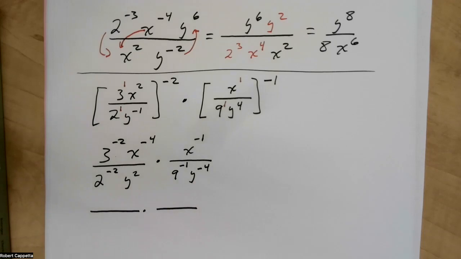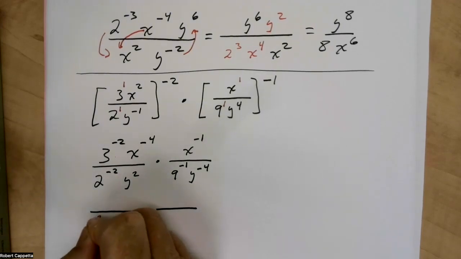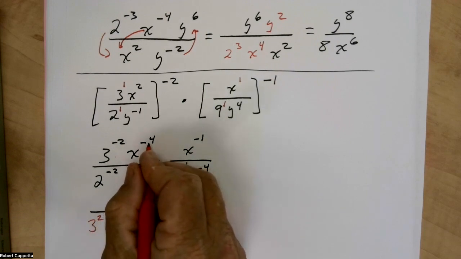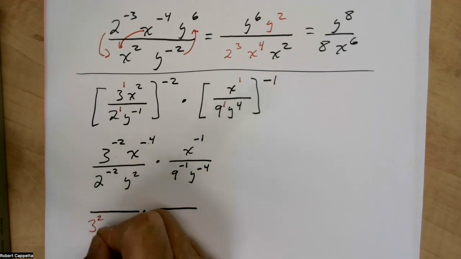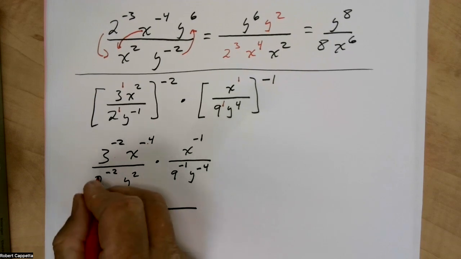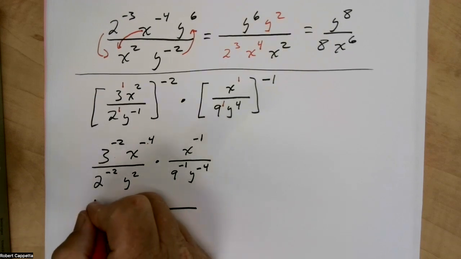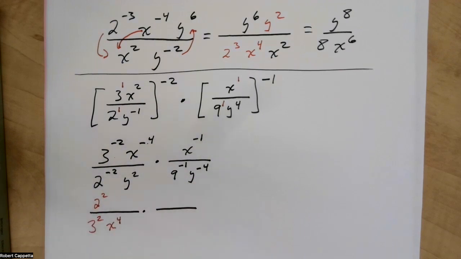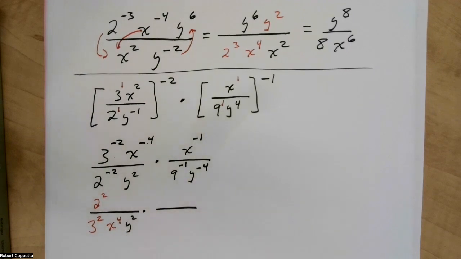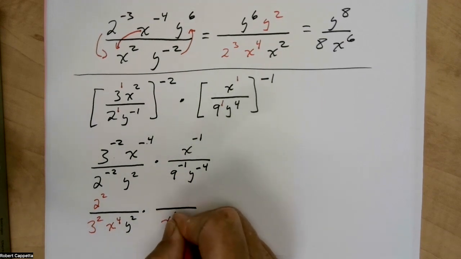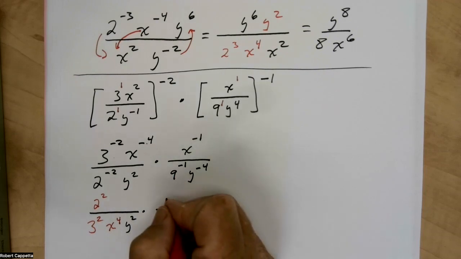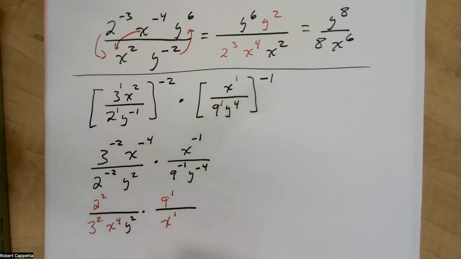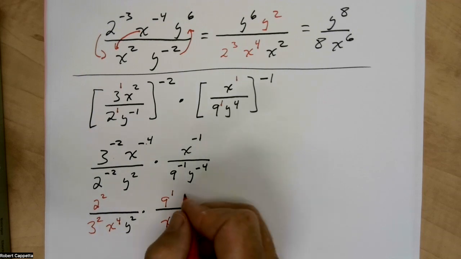3 to the negative 2 moves downstairs, becomes 3 to the second. We see that. X to the negative 4 moves downstairs, becomes x to the fourth. 2 to the negative 2 moves upstairs, becomes 2 to the second. Y to the second stays downstairs as y to the second. On the right side, everything moves. X to the negative 1 moves downstairs, becomes x to the 1. 9 to the negative 1 moves upstairs, becomes 9 to the 1. Y to the negative 4 moves upstairs, becomes y to the fourth.